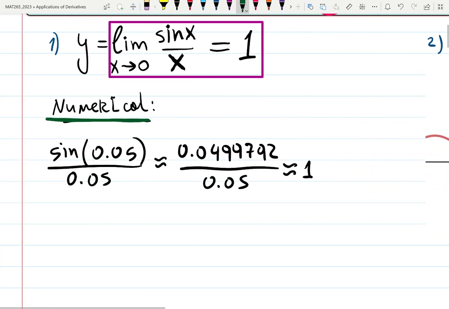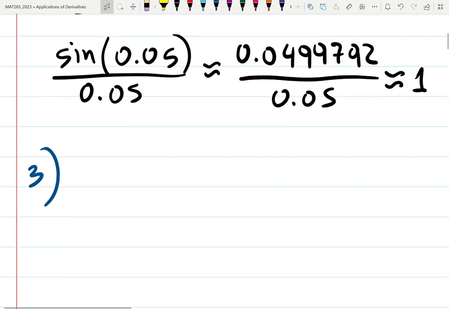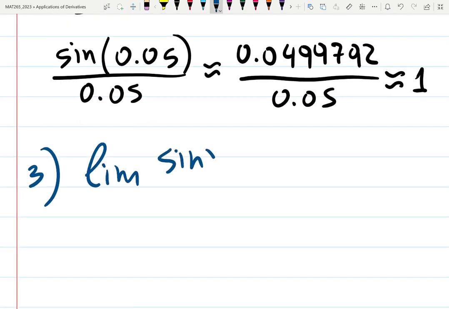So compare that. Finally, 3. That was 1, 2, and let's do 3. We're going to use L'Hopital's rule. Limit of sine x over x as x approaches 0 equals. You cannot use L'Hopital's rule if it's not 0 over 0 or infinity over infinity. So I have to check that. Sine at 0 is 0, x at 0 is 0. Yes, it is a 0 over 0 case.